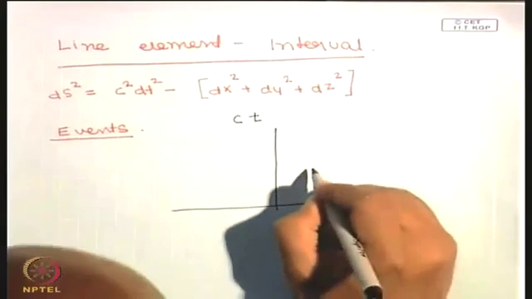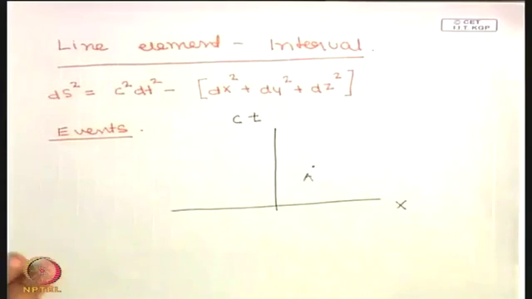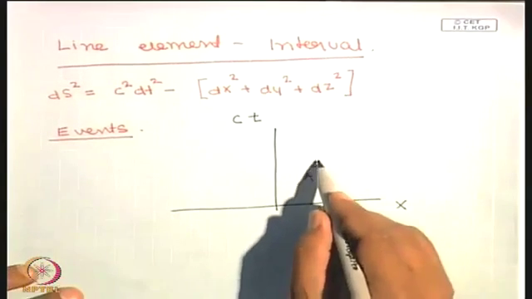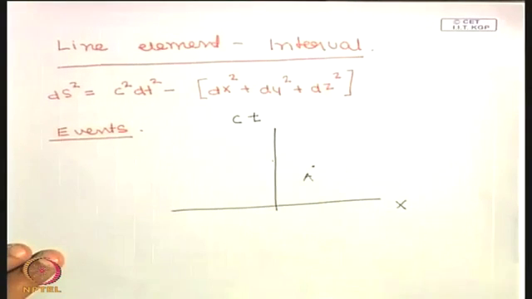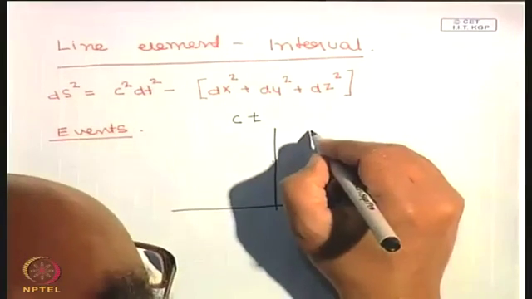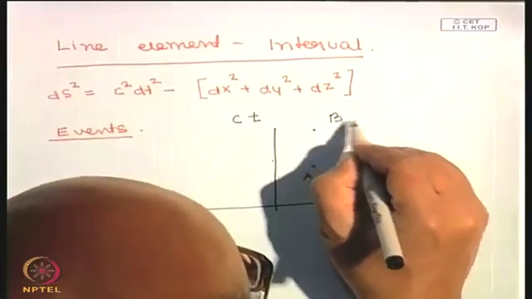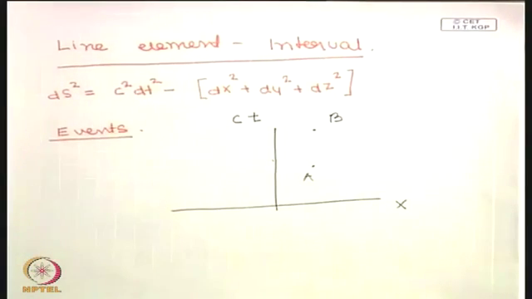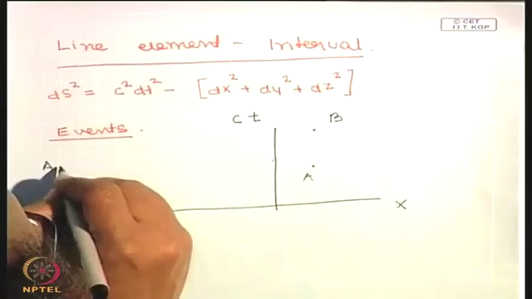Okay. So, this is an event A. It is labeled by the coordinate of the place where it occurred and the time instant at which it occurred. That is an event A. There is another event, let us say B, which in this diagram is vertically above A. Then let us calculate the interval for the event AB.